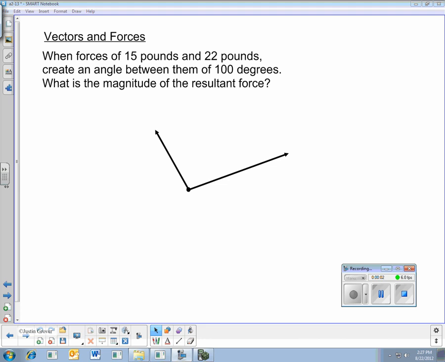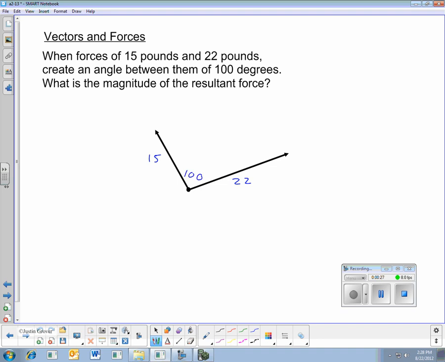Vectors and forces. When forces of 15 pounds and 22 pounds create an angle between them of 100 degrees, what is the magnitude of the resultant force? I'm going to label my forces here. The smaller one is 15, the larger one is 22 pounds. The angle between these is 100.